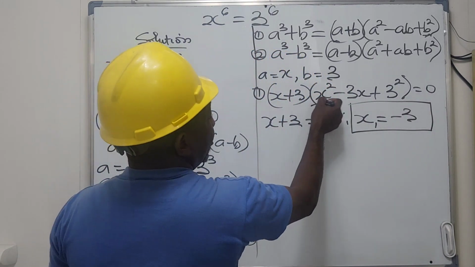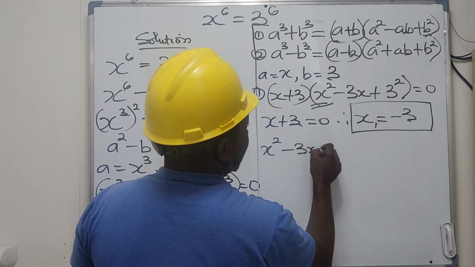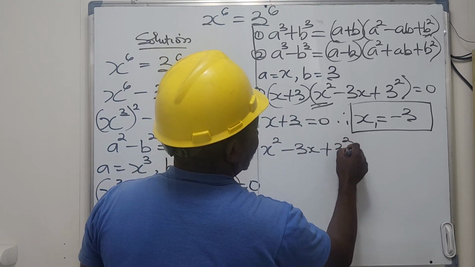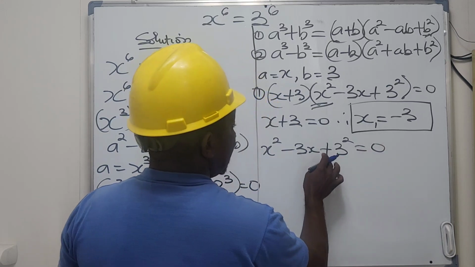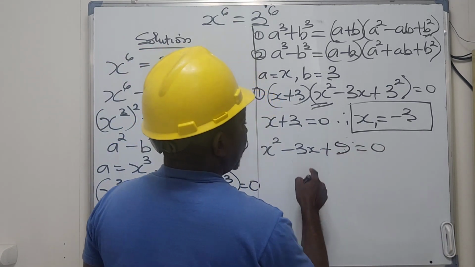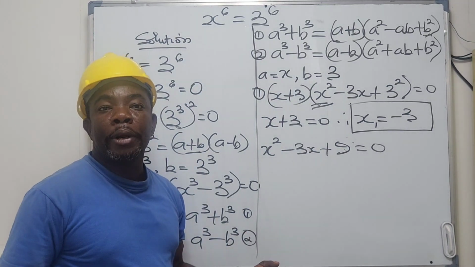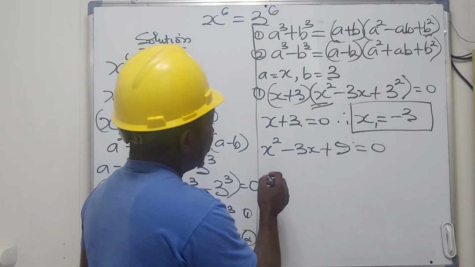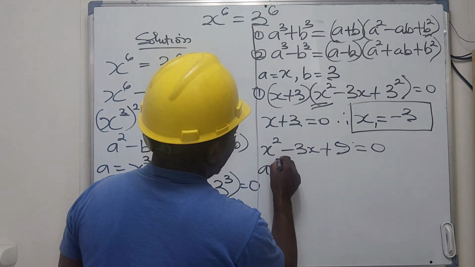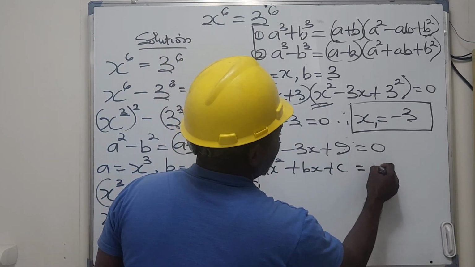And we have the second parenthesis, where we have x to the power of 2 minus 3x plus 3 to the power of 2 equals 0. And this 3 to the power of 2 is the same thing as 9. So this has turned out to become a quadratic equation. And we are going to compare it with the standard quadratic equation, where we have ax to the power of 2 plus bx plus c equals 0.